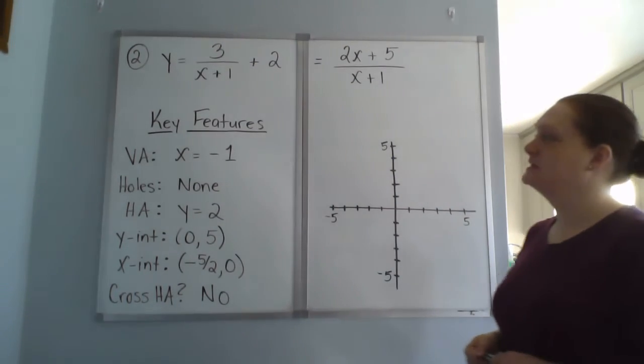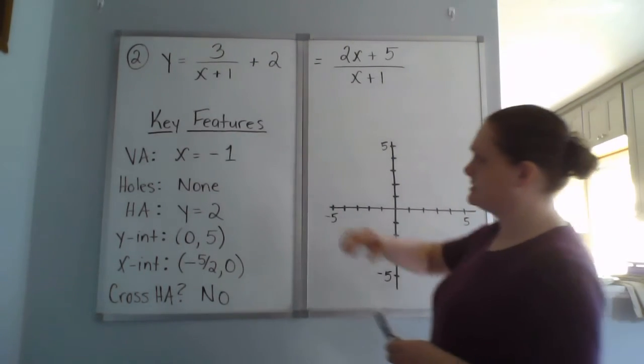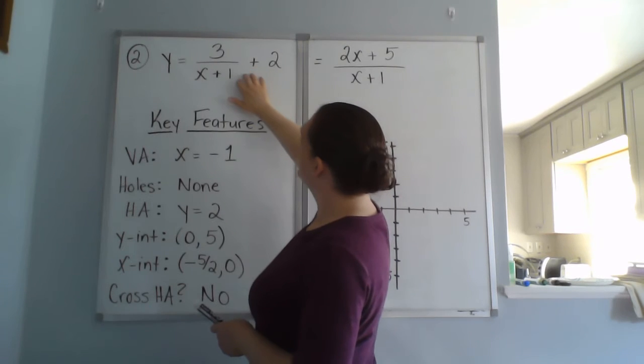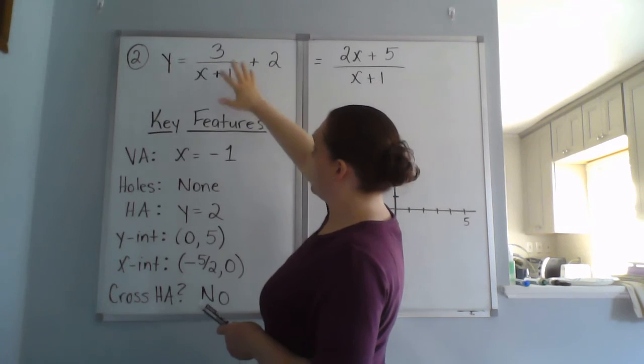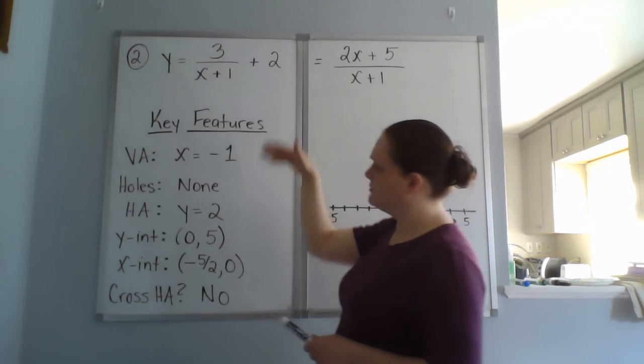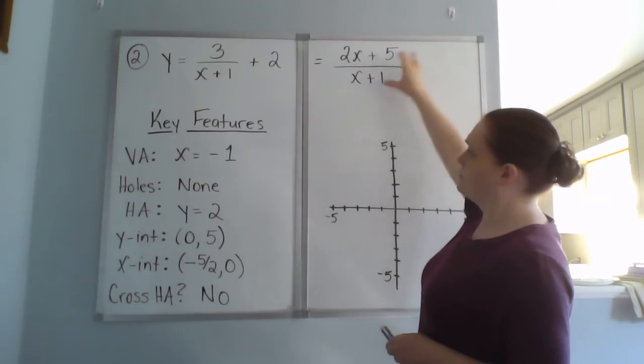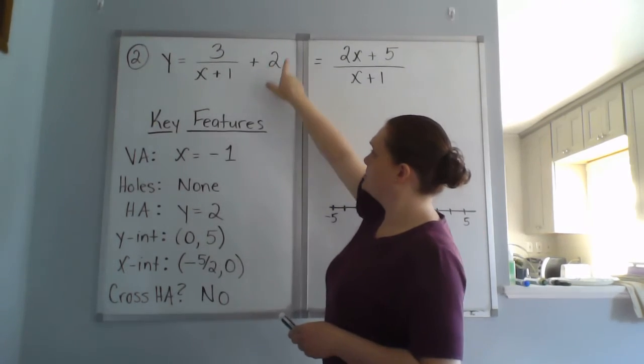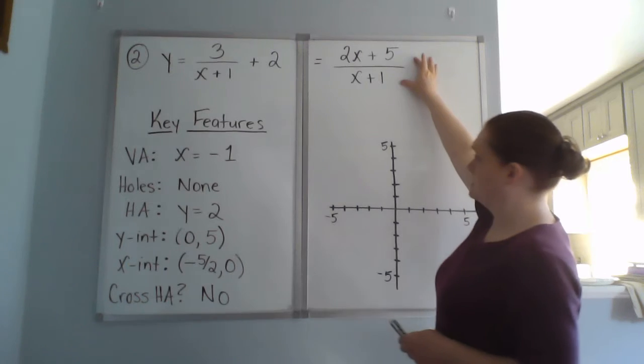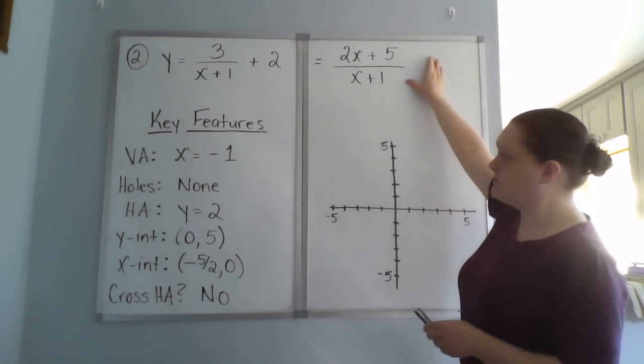Okay, so here we go with example number 2. So we're starting, this is referred to as graphing form, but we're going to go ahead and make this have a common denominator so that we can do the rest of the problem. So I went through and I multiplied this 2 by x plus 1 over x plus 1, and that led me to this. Then I went through and I found my key features.